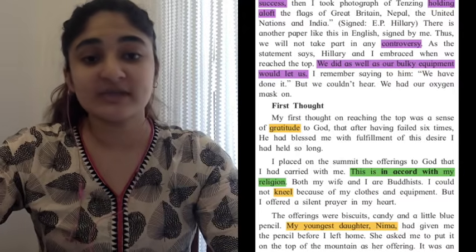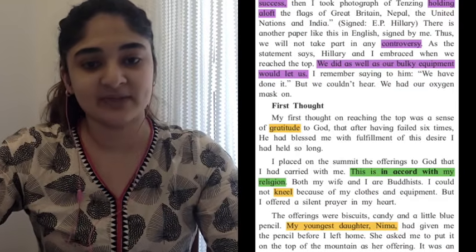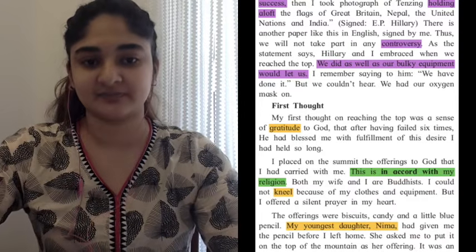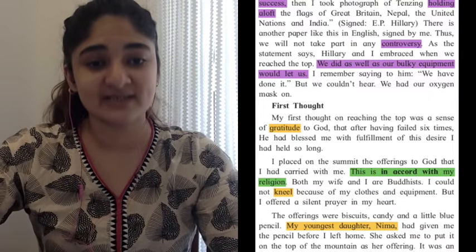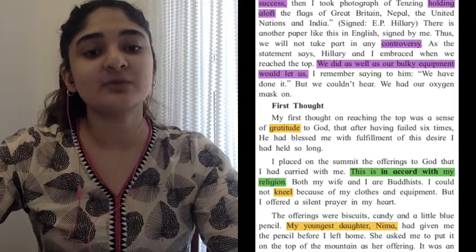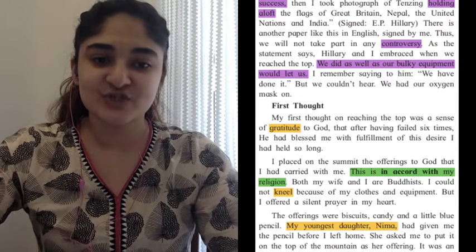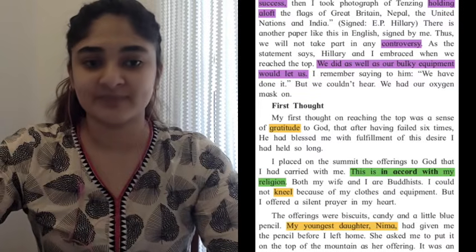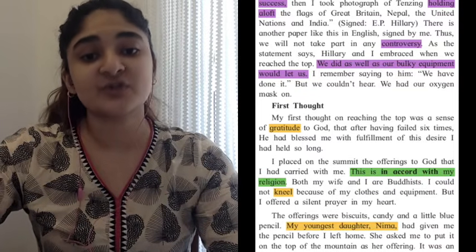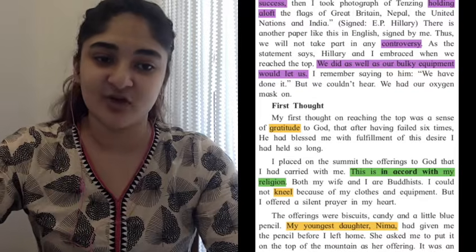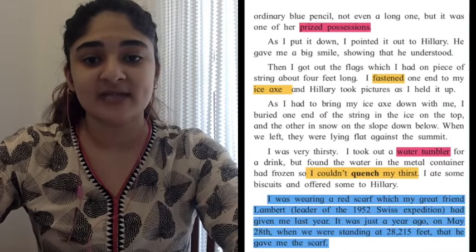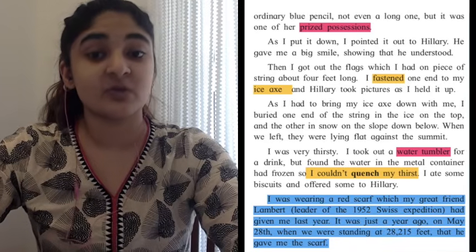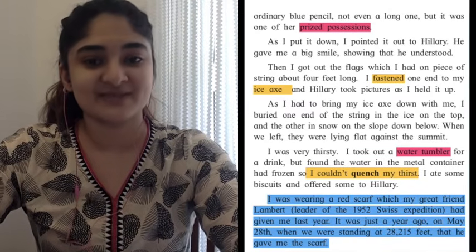I could not kneel because of my clothes and equipment, but I offered a silent prayer in my heart. The offerings were biscuits, candy, and a little blue pencil. My youngest daughter Nima had given me the pencil before I left home. She asked me to put it on the top of the mountain as her offering. It was an ordinary blue pencil, not even a long one, but it was one of her prized possessions.